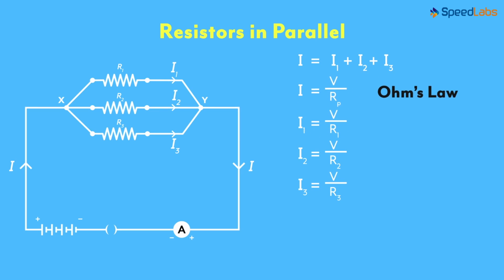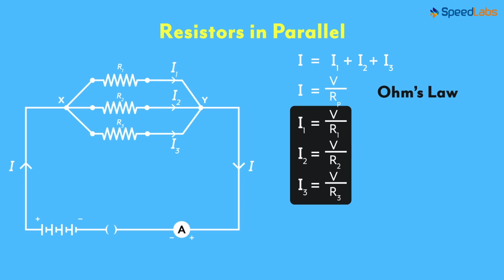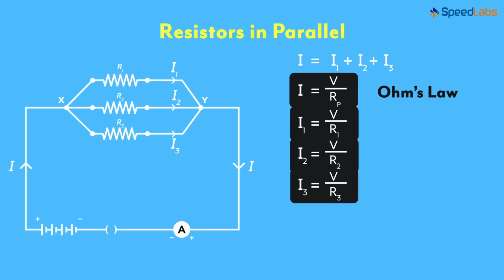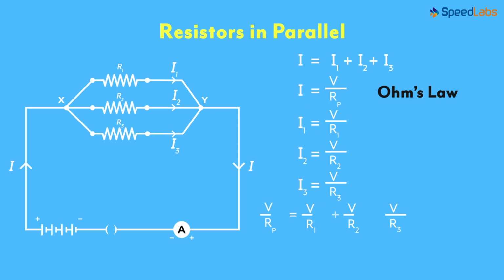You should have got these 2 equations. There's nothing special we did here. First, we applied Ohm's law to the entire circuit and then to each resistor. Now we can substitute the values of I, I1, I2 and I3 in the first equation to get this. Dividing both sides by V, we get a relation between the overall resistance and the individual resistances.